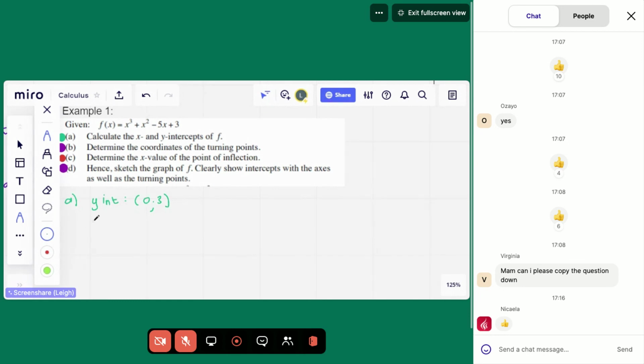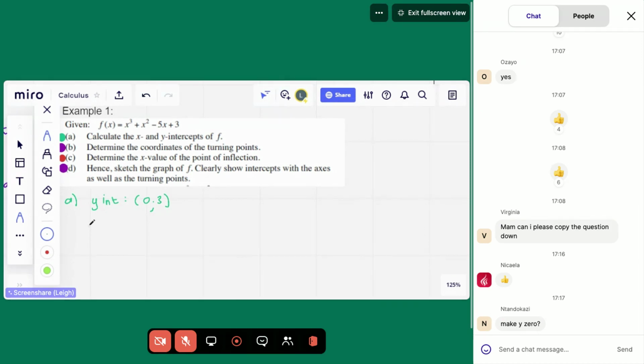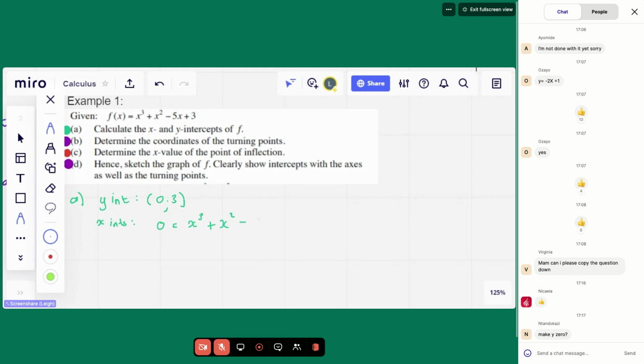So you're right about deriving when we're talking about the coordinates of the turning points. Then we have to derive. But if we're trying to find, yes, Ntandukazi, the x-intercepts, our rule is let y be 0. So in this case, if we wanted to calculate the x-intercepts, we would say 0 equals, instead of f of x, x cubed plus x squared minus 5x plus 3.